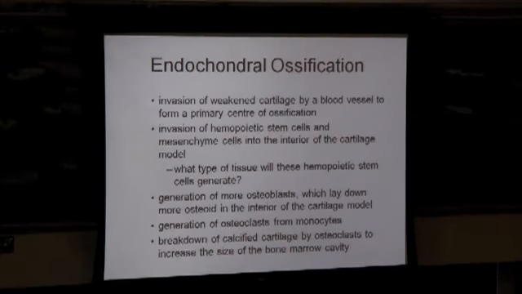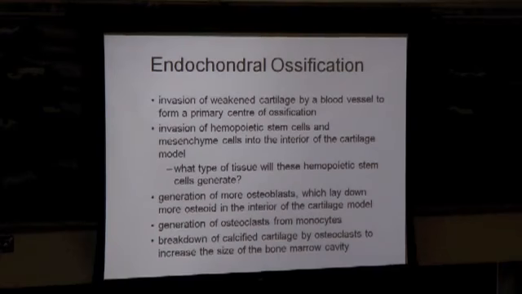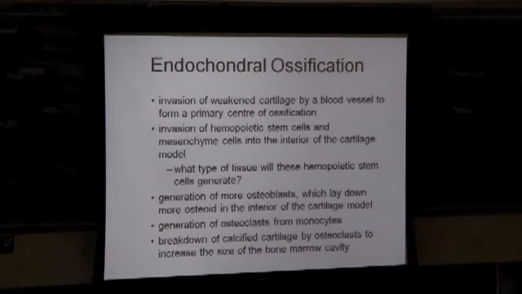Hematopoietic stem cells come in along with our blood vessel, and they start the bone marrow development that we have within the bone itself. And that means we have an osteoblast that can be laid down. And also, remember, hematopoietic stem cells means monocytes, which means osteoclasts. Very good. Okay? Which means we can start to have bone remodeling. So we can have osteoclasts coming along, breaking down some of that calcified cartilage so it can be replaced completely by bone.